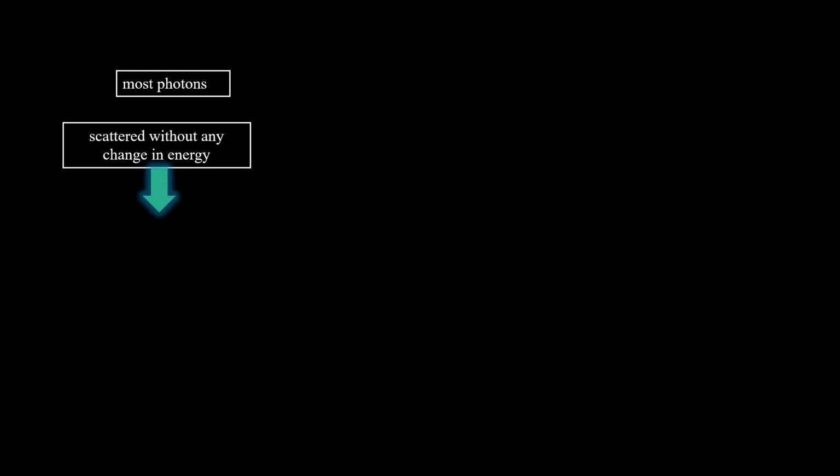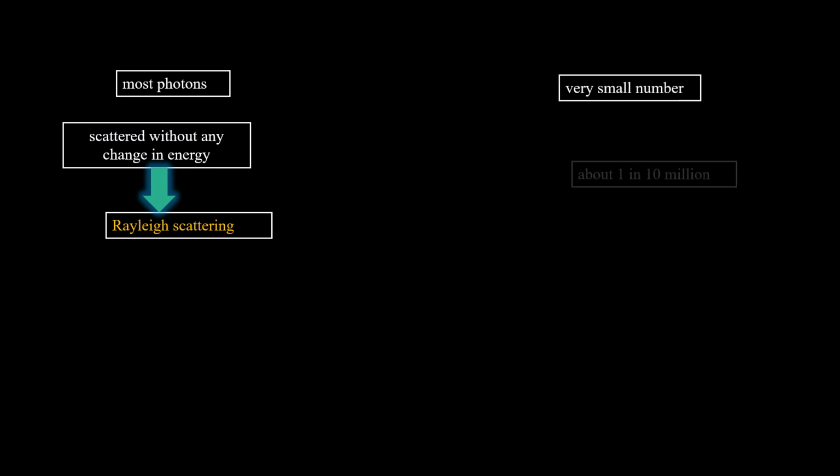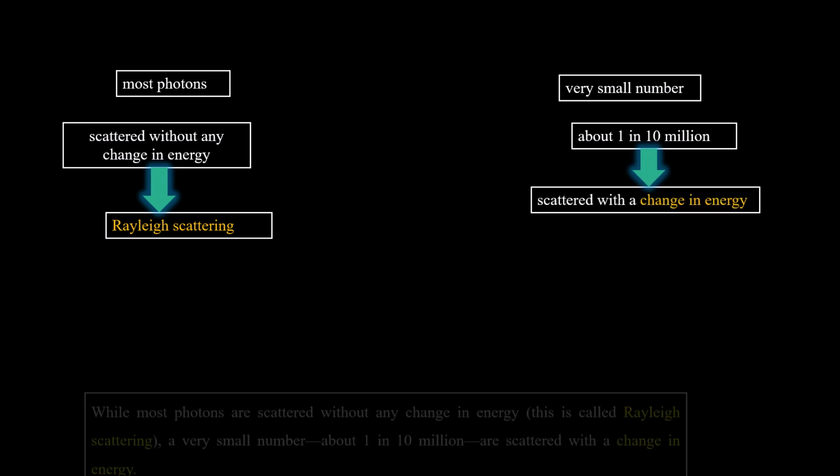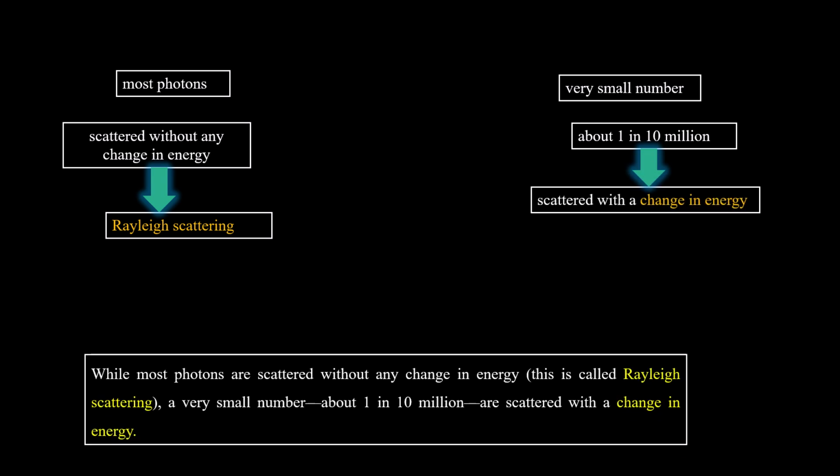While most of the photons are scattered without any change in energy, which is called Rayleigh scattering, a very small number, about 1 in 10 million, are scattered with a change in energy. They are called inelastic scattering.